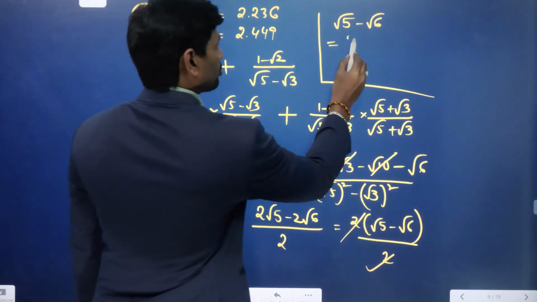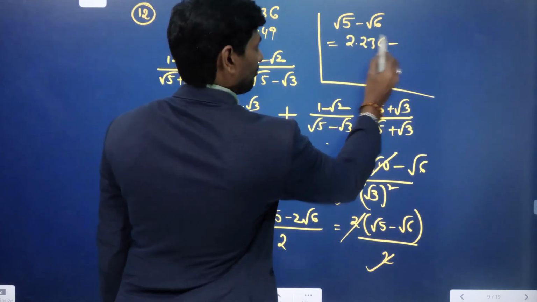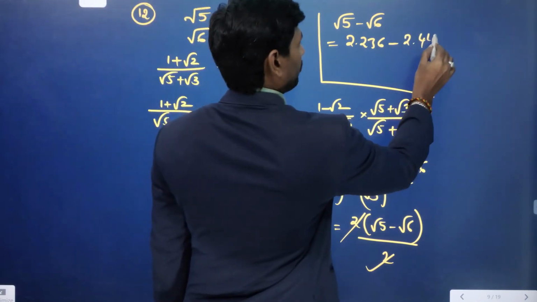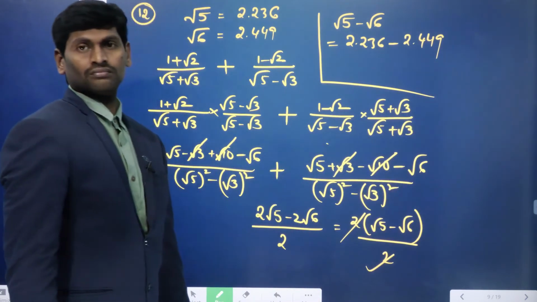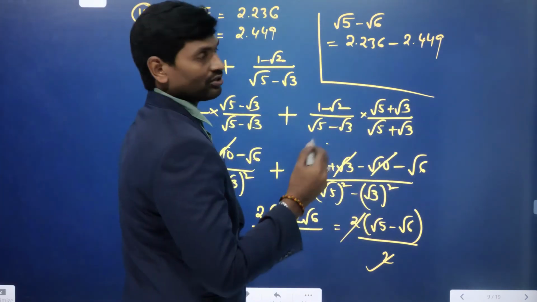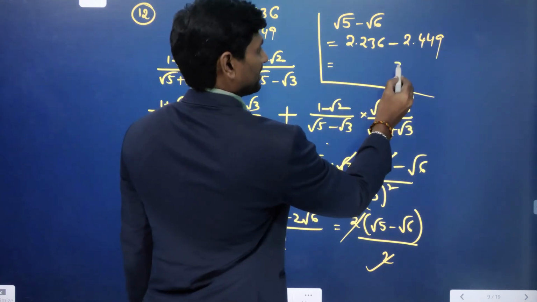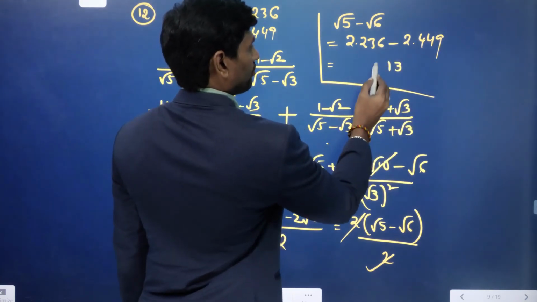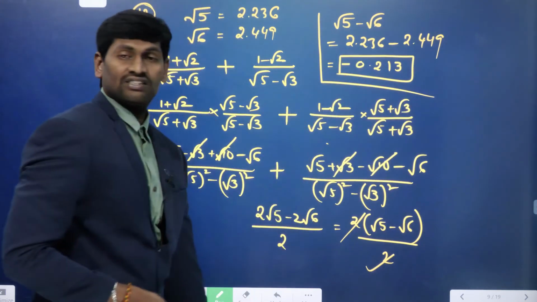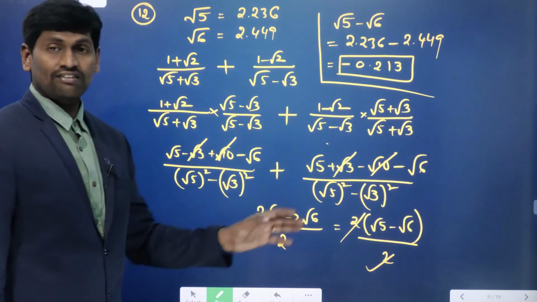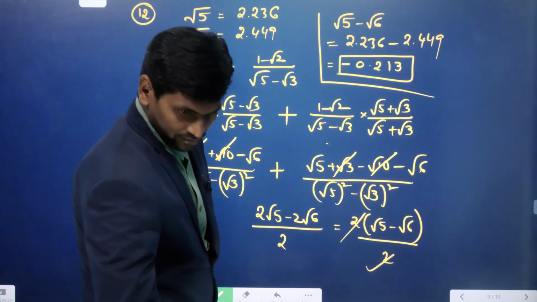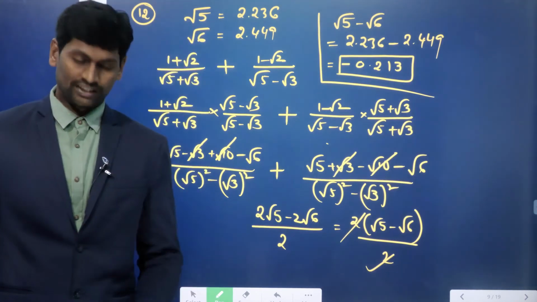Root 5 value is 2.236 minus root 6 value is 2.449. But bigger one minus smaller number; smaller one minus bigger one is not possible, so bigger minus smaller subtract. 9 minus 6, 3, 4 minus 3, 1, 4 minus 2, 2. So 0.213, negative. Minus 0.213 is our required answer. Okay, now check. Shall I go to the next question?